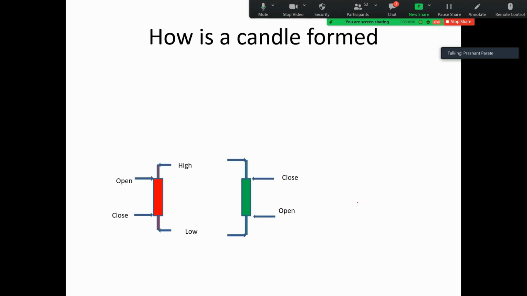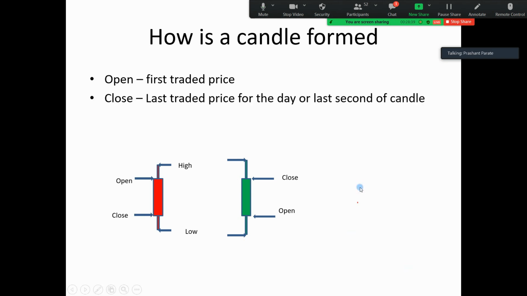Let us see how a candle is formed. The data is provided by exchanges when trading starts; 9:15 is the standard time for Indian markets to start trading, and we can see different time frames: 5 minute, 15 minute, hourly, daily chart, weekly, monthly, and smaller time frames also. The first price which is opened is called the open, and it is recorded on the chart as the opening price. From there, if price goes up, then it is a green candle. If it goes low, then it is a red candle.